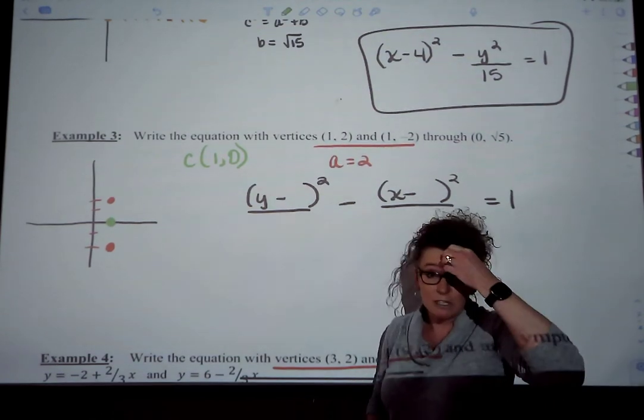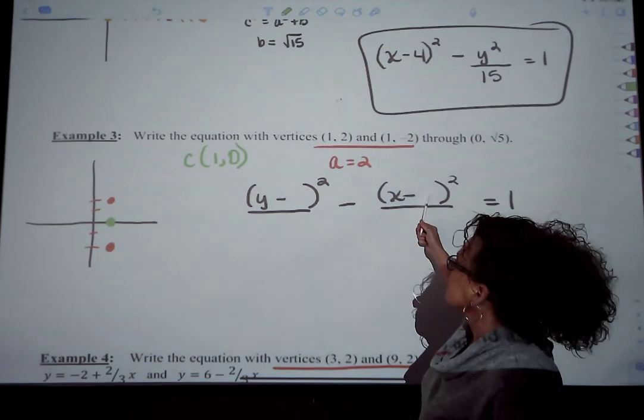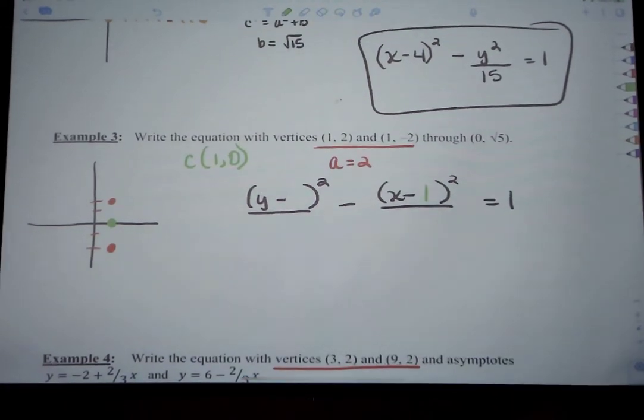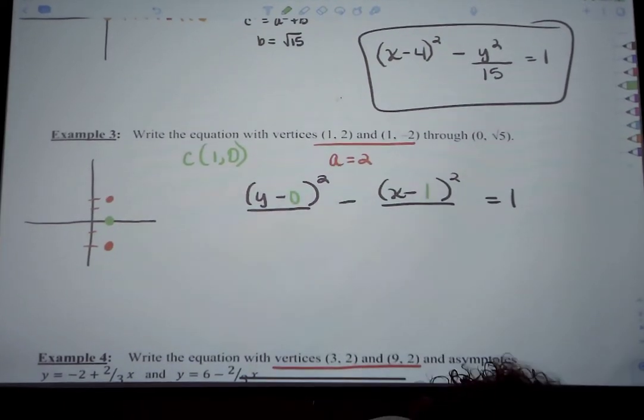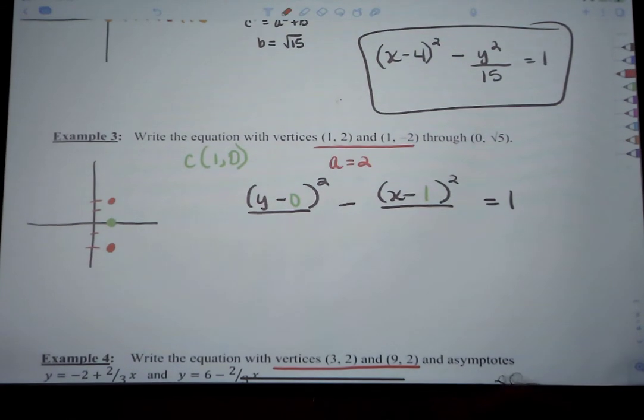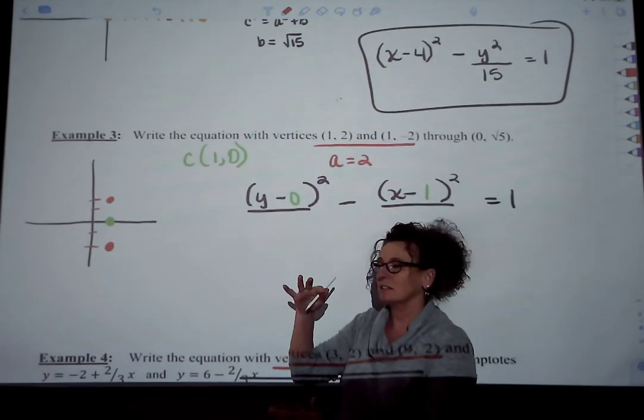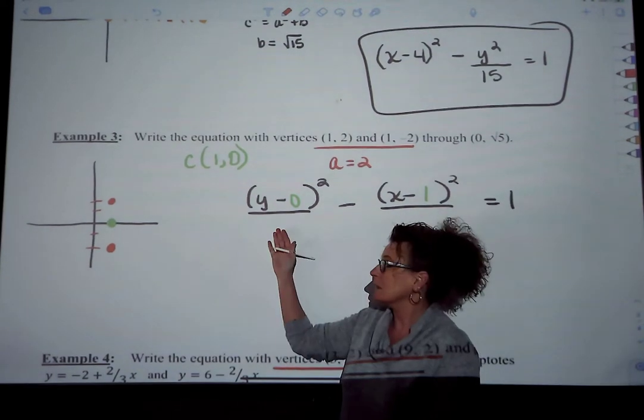Okay, center is at 1, 0. Be careful. The 1 goes with the X, the 0 goes with the Y. And A is 2. And A, remember that A is part of our major axis. It's the one that needs to be positive, so it's got to be linked with the Y.